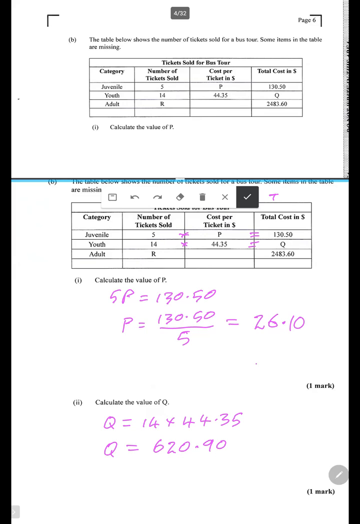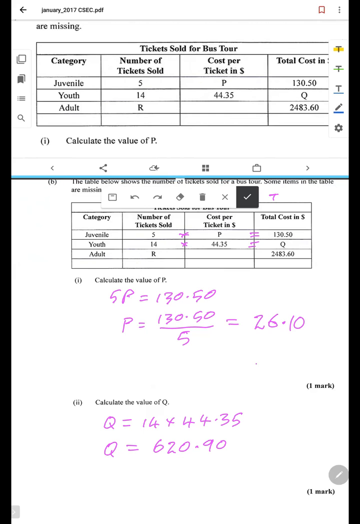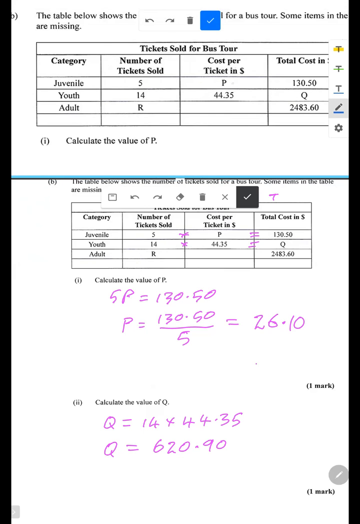All right, and we're moving up again. So we just worked out, let's write it up here, this section. We worked out up here that P is 26.10 and Q is 620.90. All right, so that's what we know so far. All right, so back down here.